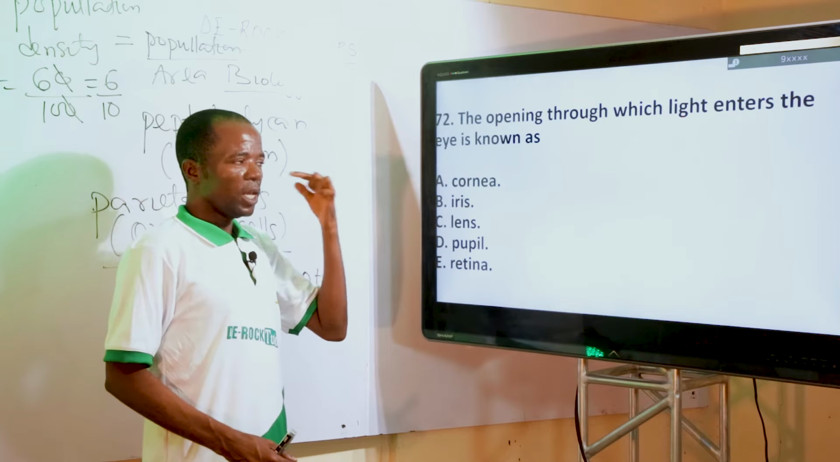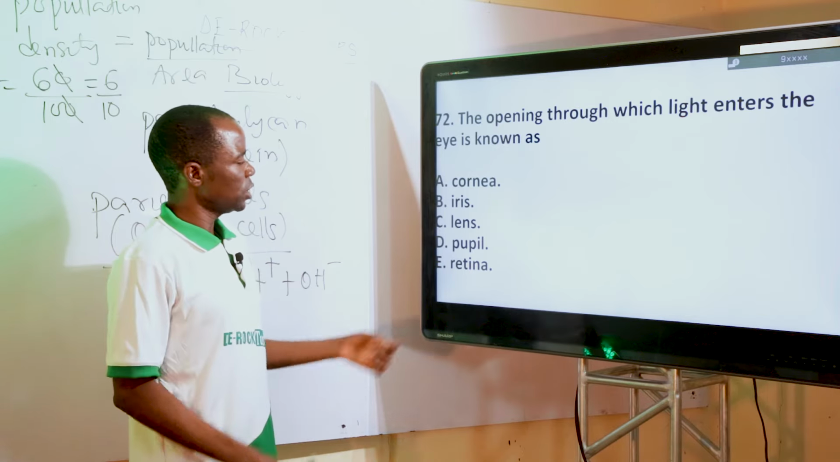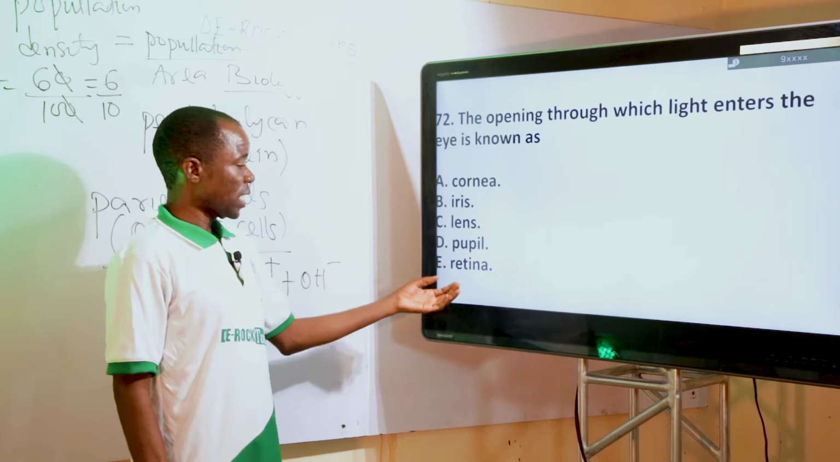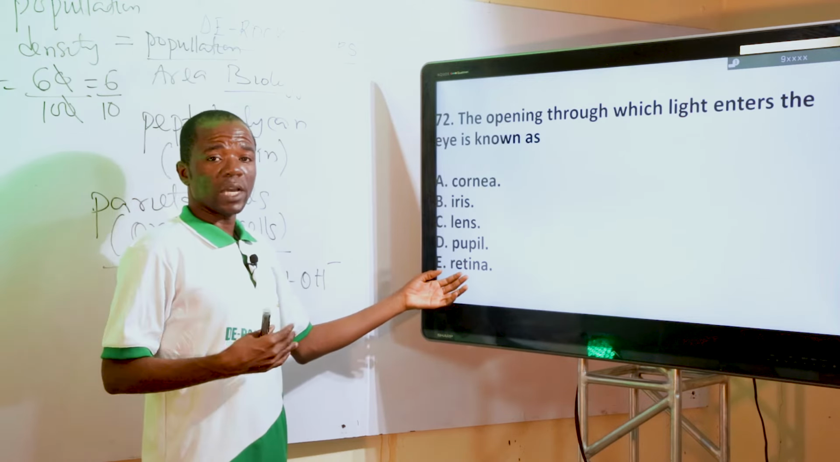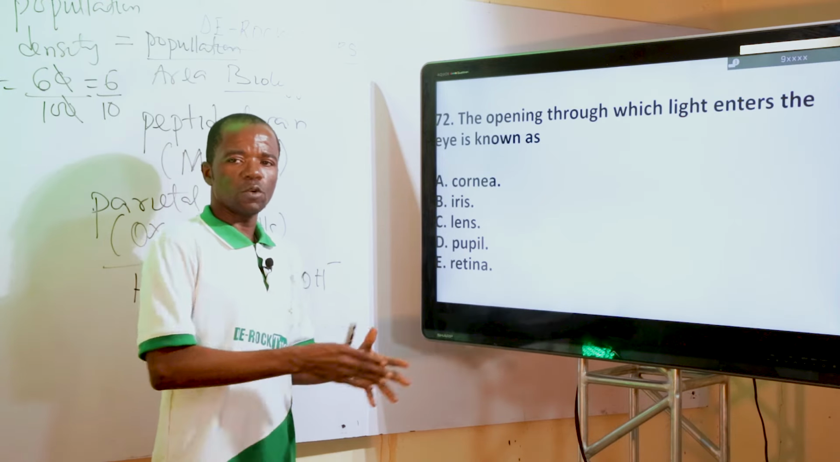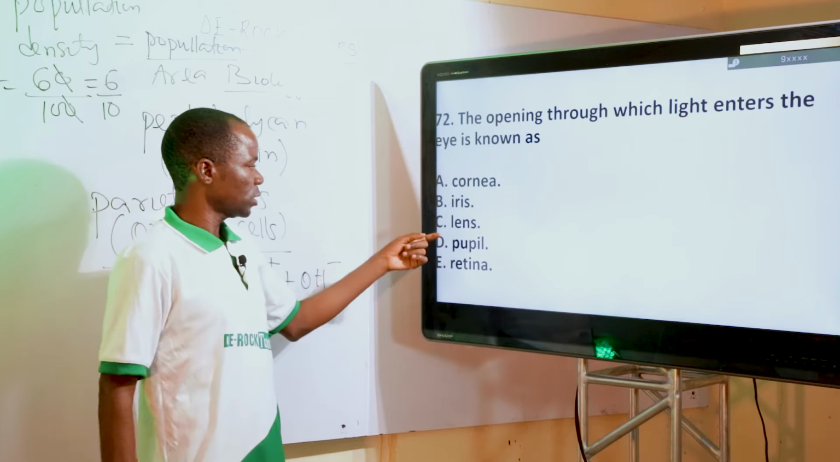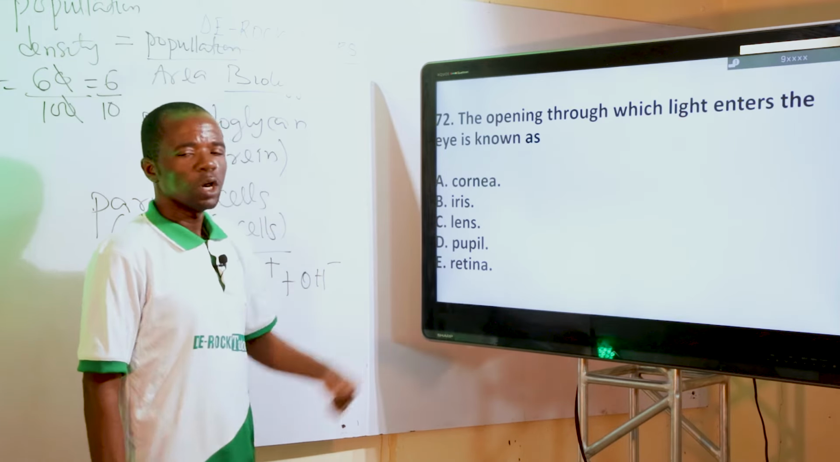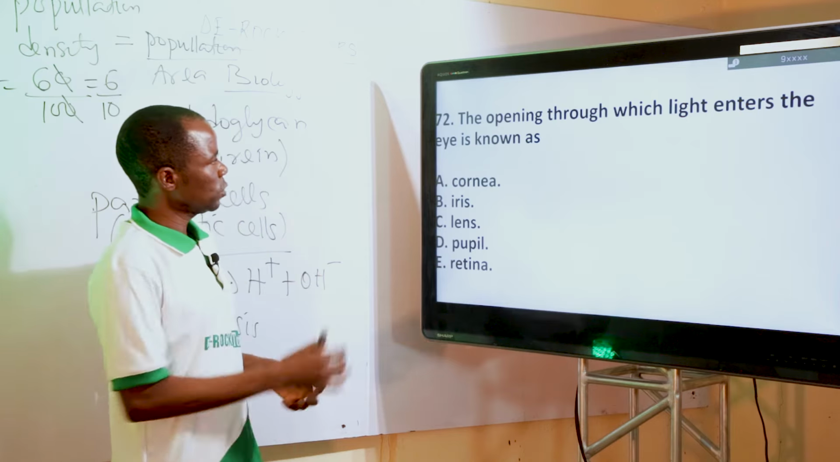But the opening in the eye through which light enters is the pupil, whereas the retina is actually the part of the eye that contains the cells that are responsive to light, photoreceptors. So the correct answer once again for number 72 is option D, the pupil. Let's go to number 73.